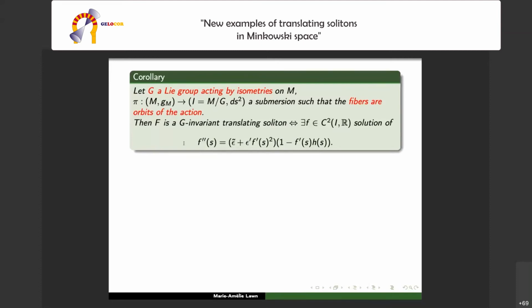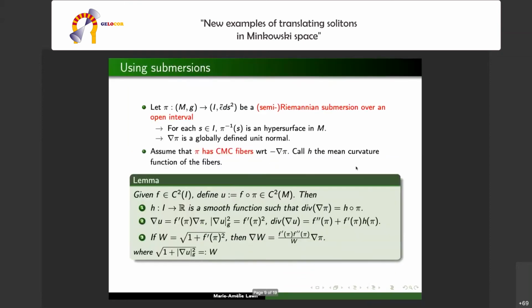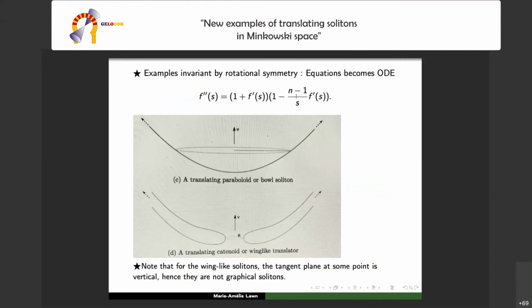And then we have this nice result: F is a G-invariant translating soliton if and only if F is a solution of this ODE here. And this is where I want you to remember the rotationally invariant case. Maybe I should go back and show you the equation again. So we have this equation, and now this looks familiar, right? This just means that in the rotationally invariant case, we are letting SO(n) act by isometry on our manifold, and we get a submersion, and then we can bring the PDE back to a nice ODE. We can, if not solve it, at least look at the behavior.